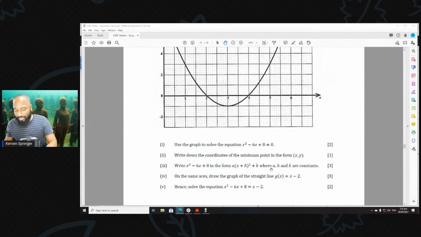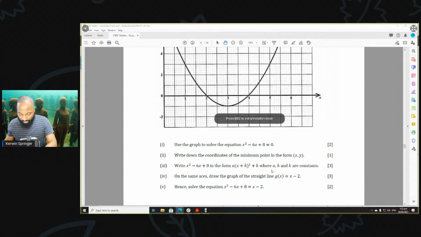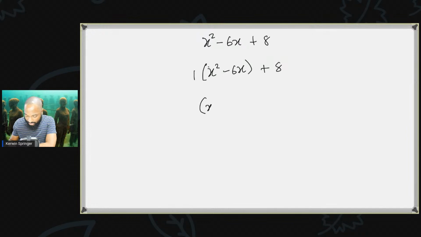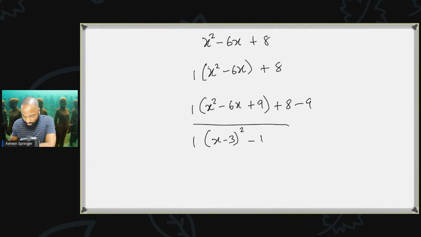Write this in the form that. So complete the square for real. Completing the square when you have no a is even easier. So x squared minus 6x plus 8, doing it the normal method. So 1 into x squared minus 6x plus 8, half of that squared, x squared minus 6x. We want a 9. I'm going to remove back the 9. We want a 3 here, and we want a 1 there. So this is it.